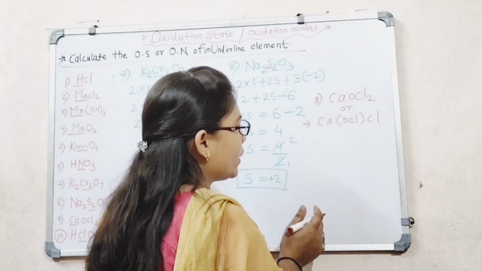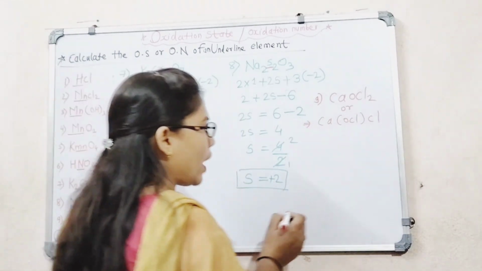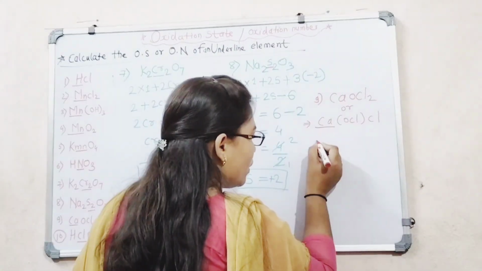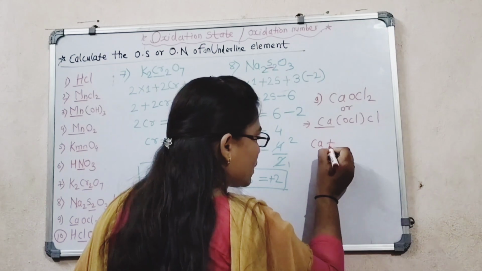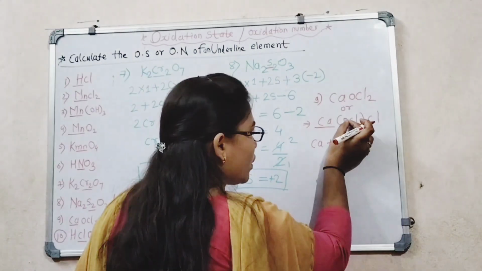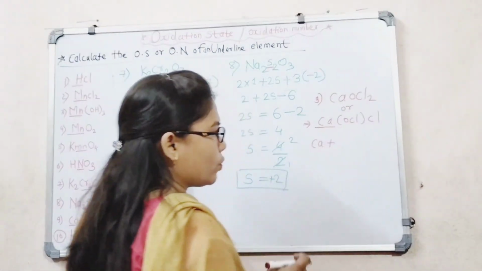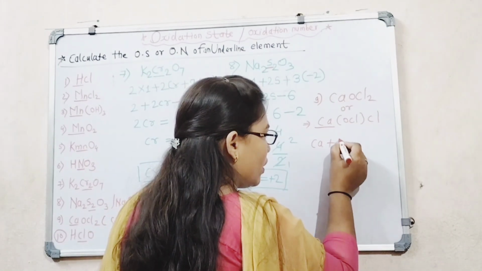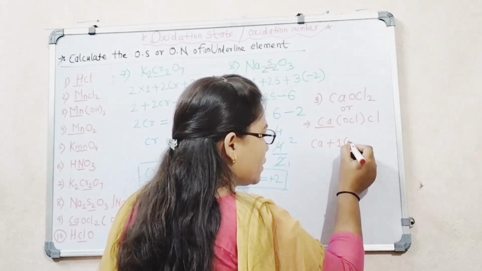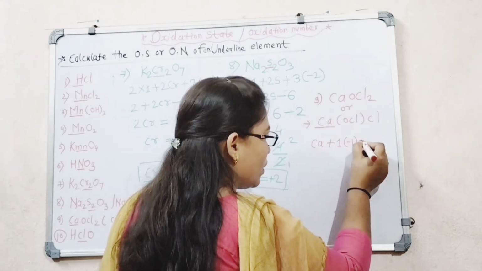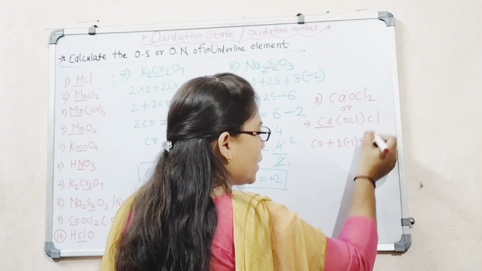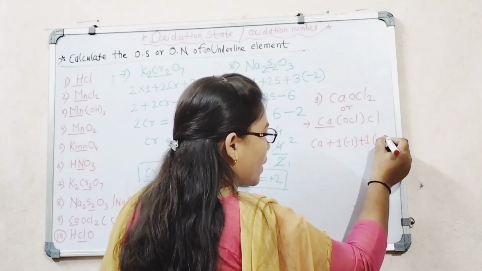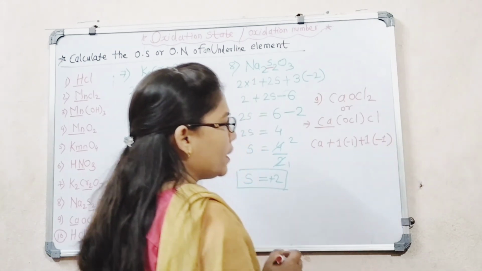So let's calculate it. In this example, we have to calculate the oxidation state of Ca. So I write here Ca plus the oxidation state of OCl is minus 1. And how many OCl groups? 1. So that's why I write here 1. And the oxidation state of OCl is minus 1. So that's why I write here minus 1 plus. How many atoms of Cl? 1. So that's why I write here 1. And what is the oxidation state of Cl? Minus 1. So that's why I write here minus 1.